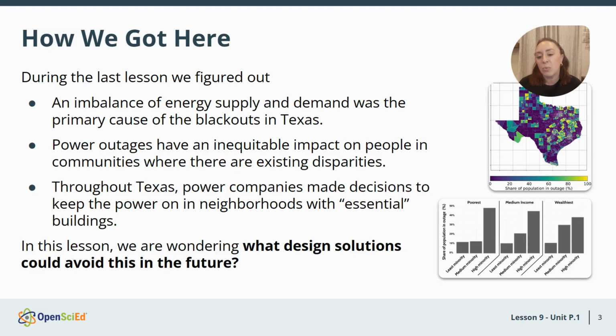So in this lesson, we're wondering what design solutions could have prevented this, as the podcast in lesson 8 did mention that there were several. And so we're trying to figure out how could we prevent a crisis like this, not just in Texas, but also in our own community.